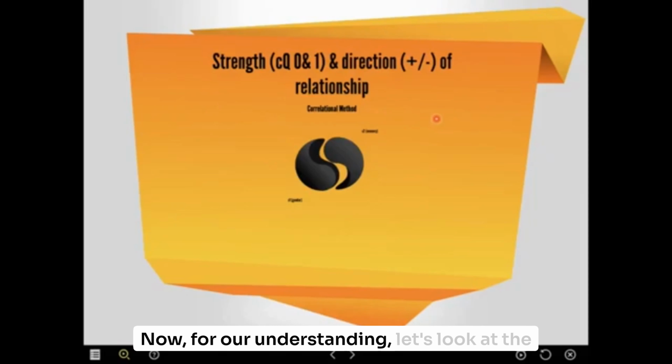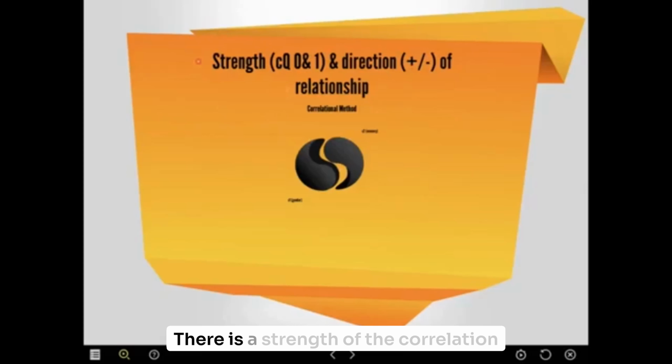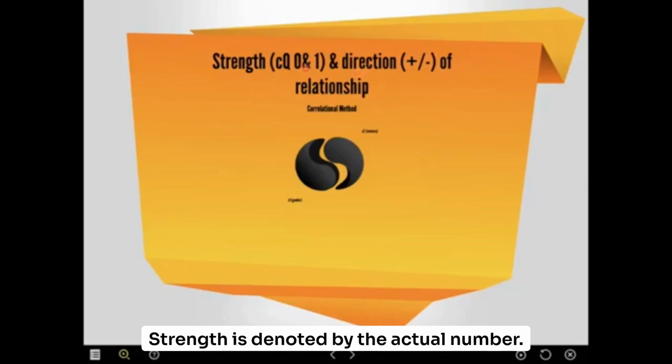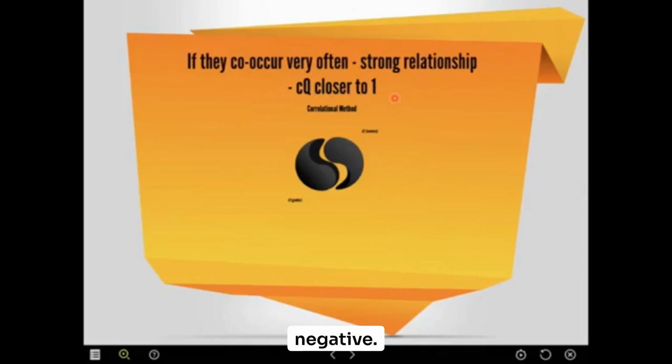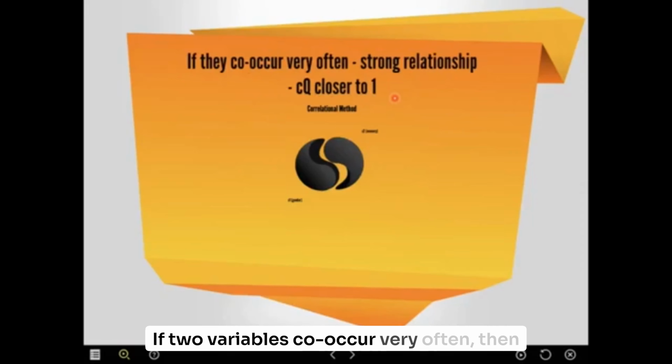Now, for our understanding, let's look at the two aspects of this correlation coefficient. There is the strength of the correlation coefficient, and there is the direction of it. Strength is denoted by the actual number, let's say 0.75, and the direction is denoted by the sign before it, which is either positive or negative. If two variables co-occur very often, then you assume that there is a strong relationship between the two variables of interest. In that case, the correlation coefficient value would be closer to 1.